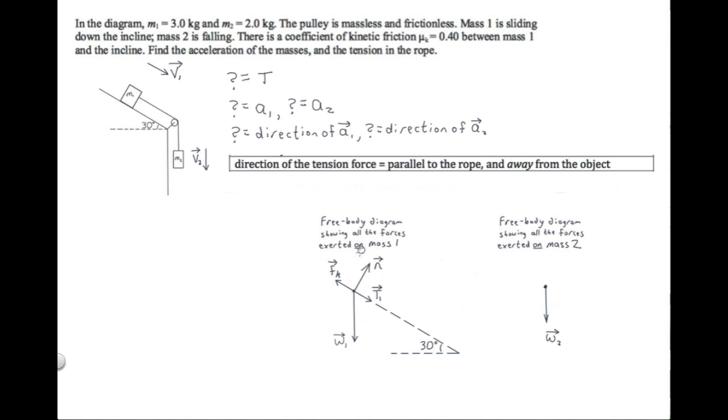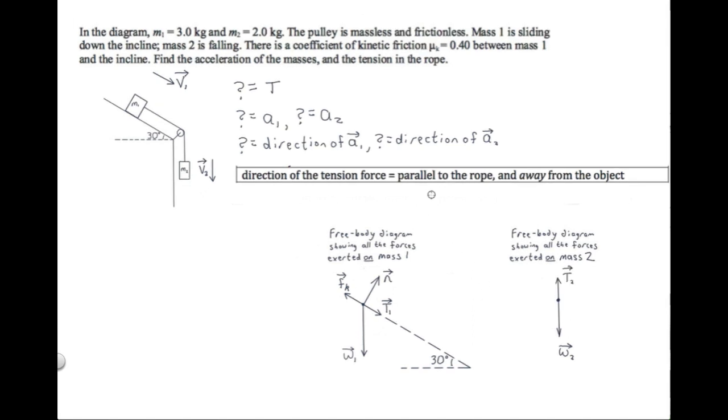diagram for mass 1. Now we have to continue the free body diagram for mass 2 by asking, what is touching mass 2? Well, mass 2 is being touched by the rope, so the rope will exert a tension force on mass 2. This tension force points parallel to the rope, pointing away from mass 2. That would be an upward tension force pulling up on mass 2. Again, include the 2 subscript to distinguish this from the tension force on mass 1.